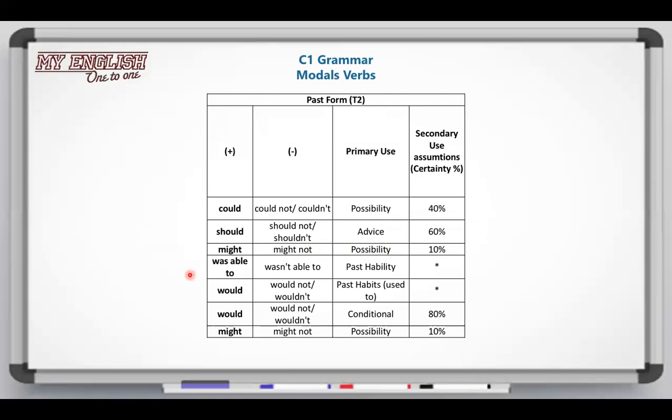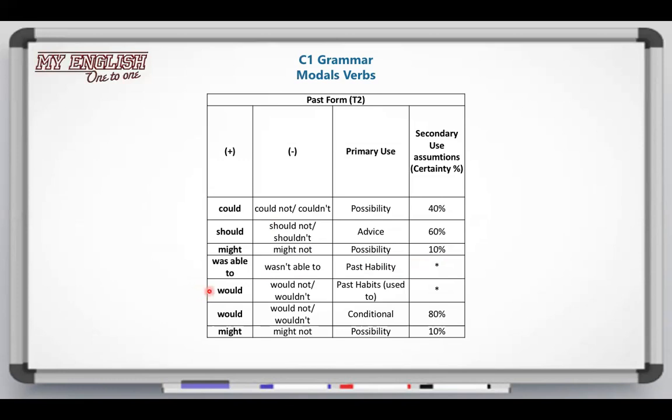Now, the verb can for past ability uses the expression wasn't able to. So when you want to express past ability, don't really use could. You use was able to. It doesn't have a secondary use.